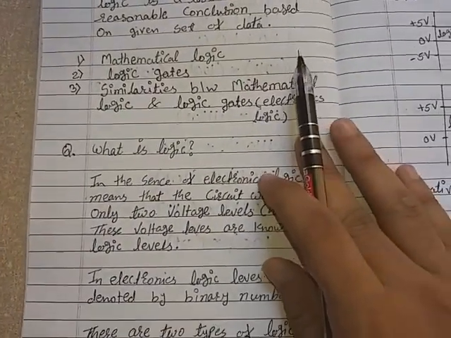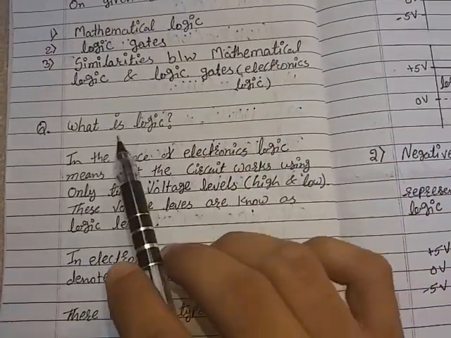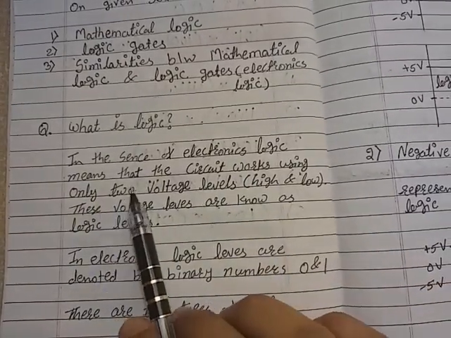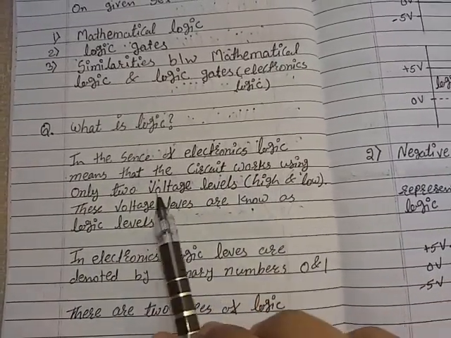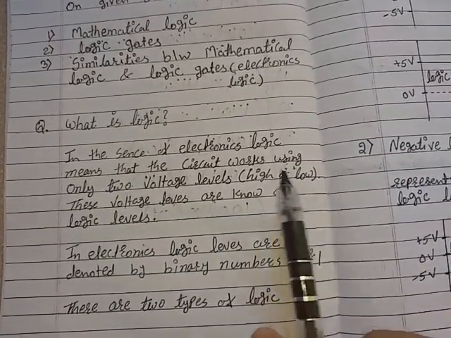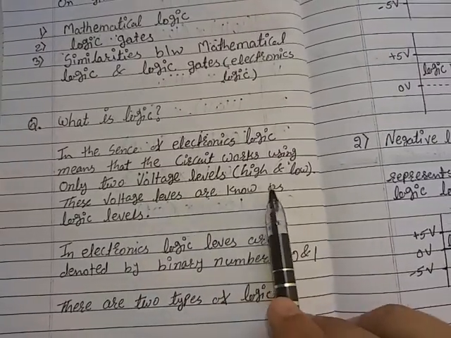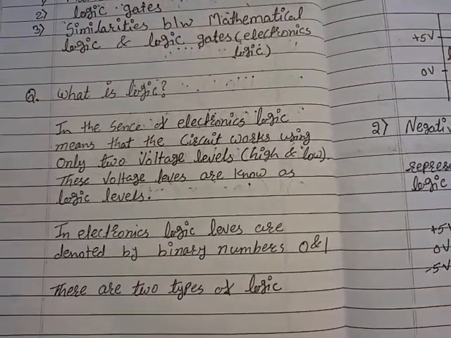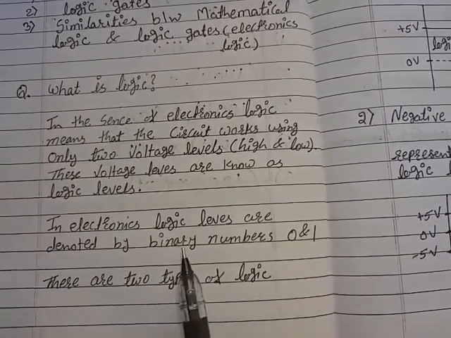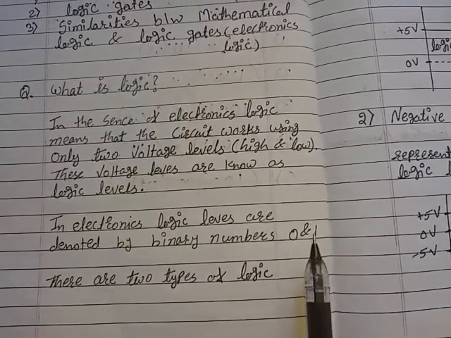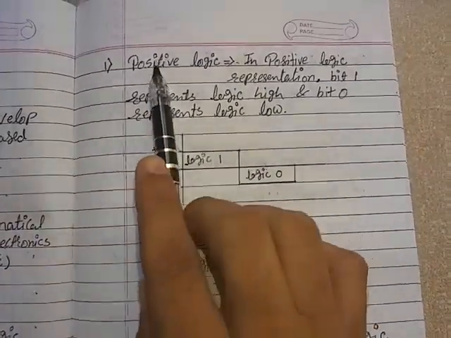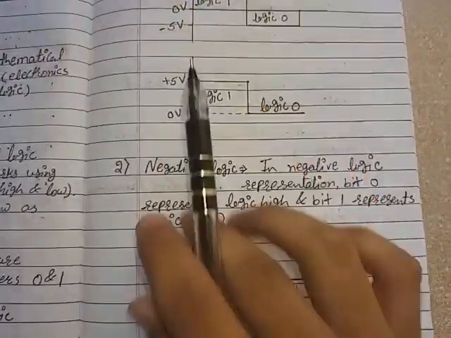So what is logic? Let's start with electronics. In the sense of electronics, logic means that the circuit works using only two voltage levels, high and low. These voltage levels are known as logic levels. In electronics, logic levels are denoted by binary numbers 0 and 1. There are two types of logic. First, positive logic, and second, negative logic.